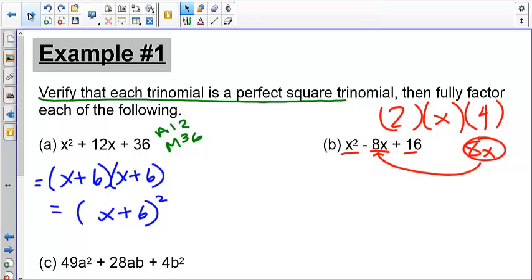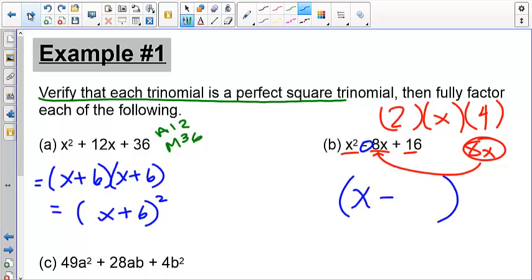I'm sure you're wondering, what do we do with this minus here? Well, that's where the minus just pops into the middle: x minus 4 all squared. So that's a quick and easy way to do that factoring.